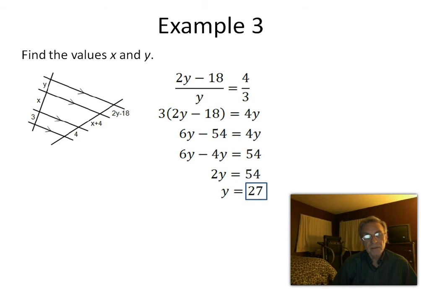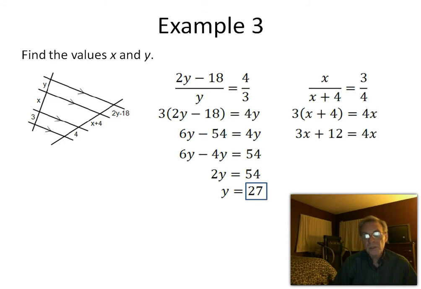Okay, now we have to find what x is. So we're going to set up a similar proportion. So this is going to be x over x plus 4 is equal to 3 over 4. Once again we're going to cross multiply, so this gives us 3 times the quantity x plus 4 equals 4x. Do our distribution, 3x plus 12 equals 4x.